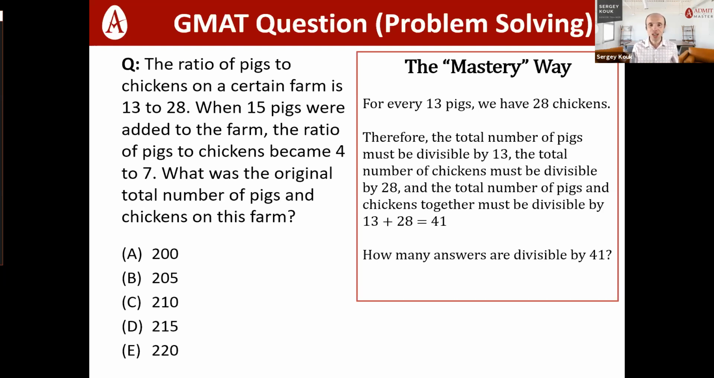Well, let me ask you a question. How many answer choices are divisible by 41? The answer choices are pretty close, so of course, it's only one of them. And it's 40 times 5 is 200, 41 times 5 is 205. We can do this in 30 seconds. See, we didn't even need to add 15 pigs. And honestly, we didn't even need to do anything with the ratio 4 to 7. We just had to recognize things that most people don't really pay attention to. And that's what's going to help us get to a very high score.